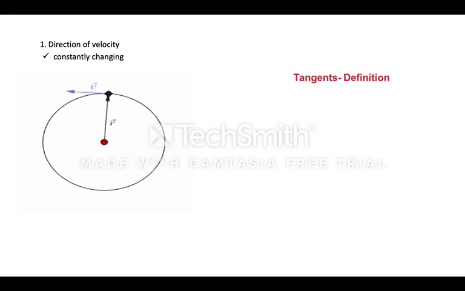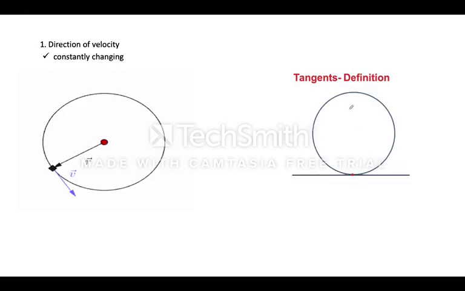Now, at a particular point, if I want to find out the direction of velocity, suppose the object comes to this point, what is the direction of velocity? At that point, definitely the object's velocity will be in this direction. This line which you are seeing is nothing but the tangent. What is a tangent? When you take a circle, a line which touches the circle at a single point, at one point, is known as a tangent.